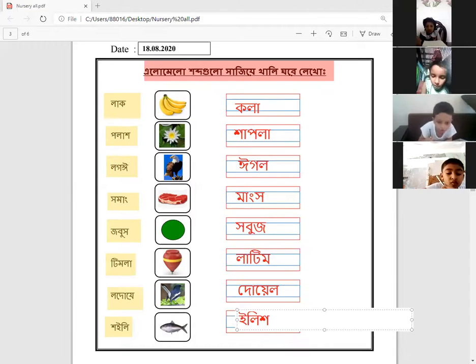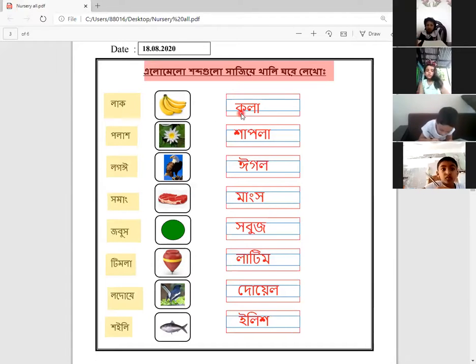Okay. Now I am reading again. Everyone, please listen to me attentively. Okay. This is Kola, Shapla, Alboshro, eagle, then mangsho, then shobuj, then latim, doel, ilish. Now everyone write it on your copy. Hurry up, I will give you 5 minutes for writing on your copy.